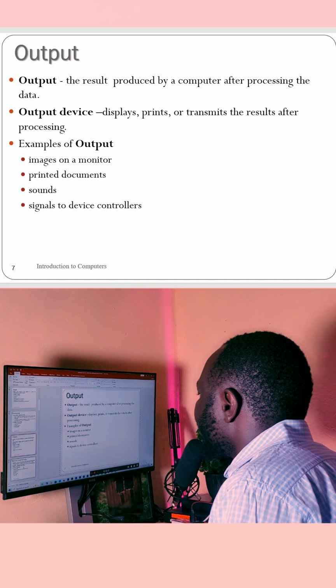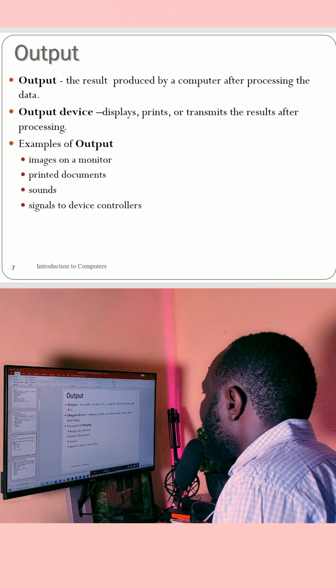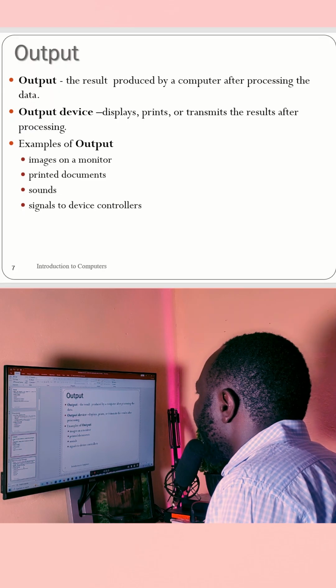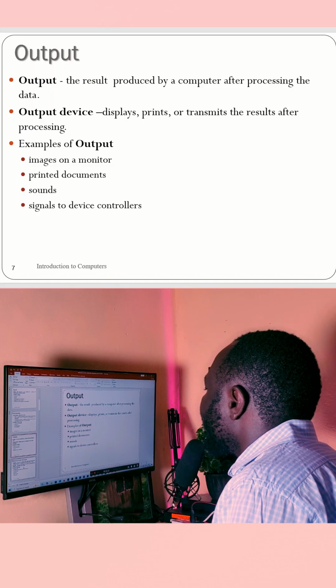Examples of output: we have images on a monitor, we have printed documents, we have sound, we have signals to device controllers. Here as well, just like the input stage, we also have output devices.